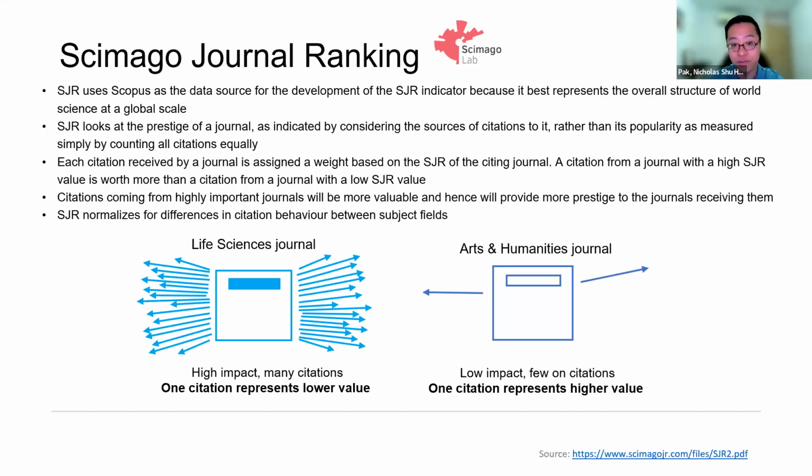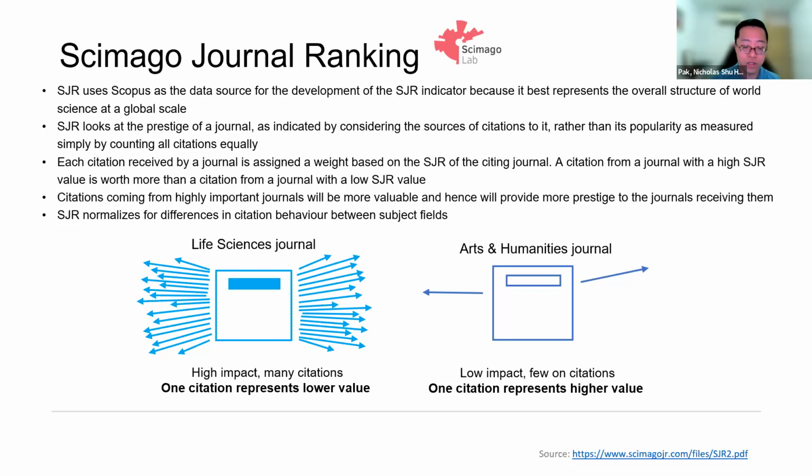They look at the prestige of a journal and consider the sources of the citations rather than the popularity as measured by counting all citations equally, because it functions on the premise that not all citations are equal, and they're not. Each citation received by a journal is assigned a weight based on the SJR of the citing journal. For instance, if The Lancet is citing your work, or Nature, this showcases more impact, because a citation from a journal with a higher SJR value is worth more than a citation from a journal with a low SJR value.